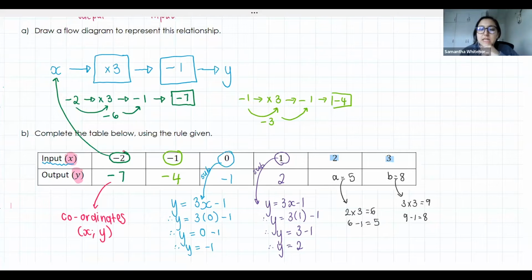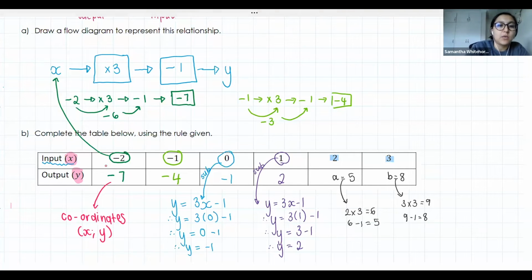And so what you're going to see in Monday's lesson is that we are now going to be able to take a rule, get our input or output values, and then take those X and Y values and plot them in order to draw a graph that represents our relationship. Okay, so now that we know all of this, we're going to be able to actually draw what this relationship looks like.